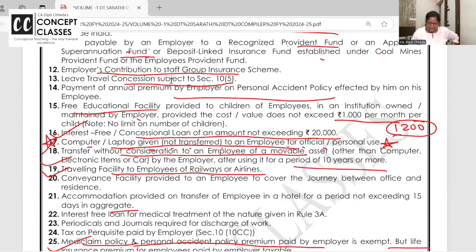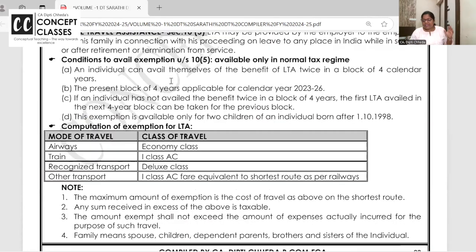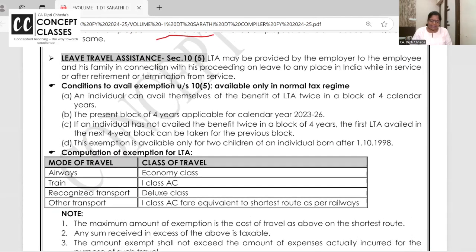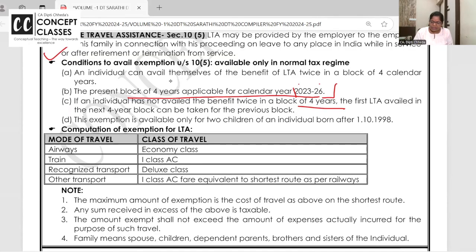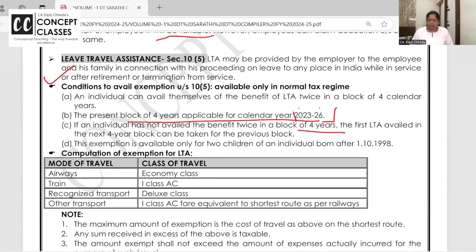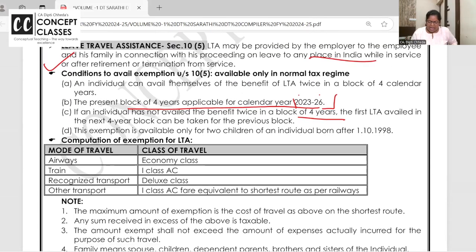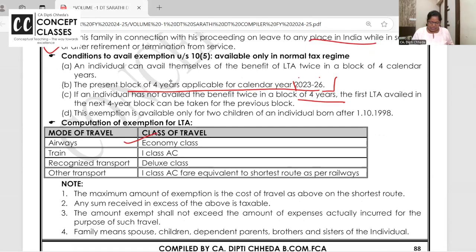Perquisites I've told you which are exempt. Now, if perquisites are taxable, how much should be taxable? Like leave travel assistance. In a block of calendar years, here there is no financial year but calendar year, 23 to 26. That means January 23 to December 26, in the full 4 years you can travel anywhere in India with your children or to your hometown, and your flight tickets economy class are exempt, train first class AC exempt, any recognized transport like deluxe class Volvo buses and all exempt.